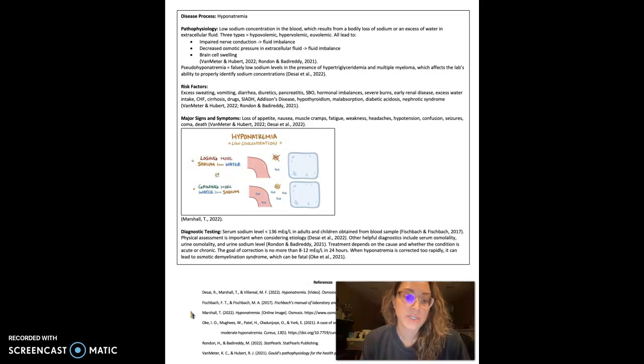The goal of correction is typically no more than 8 to 12 milliequivalents per liter in 24 hours. And this is because when hyponatremia is corrected too fast, it can lead to osmotic demyelination syndrome or shrinkage of the brain cells, and this can be fatal.